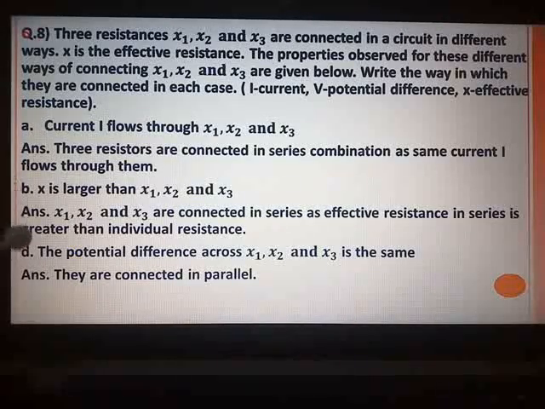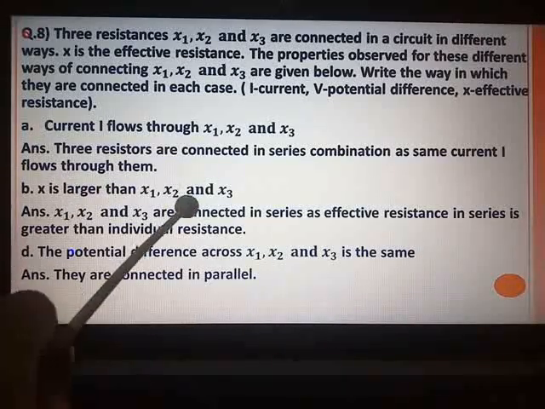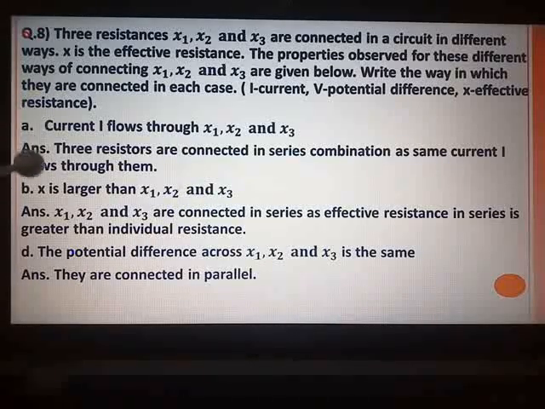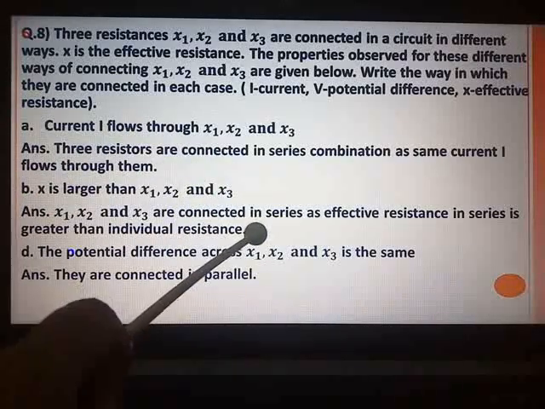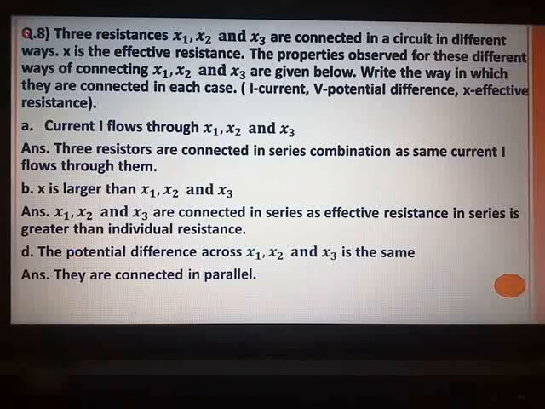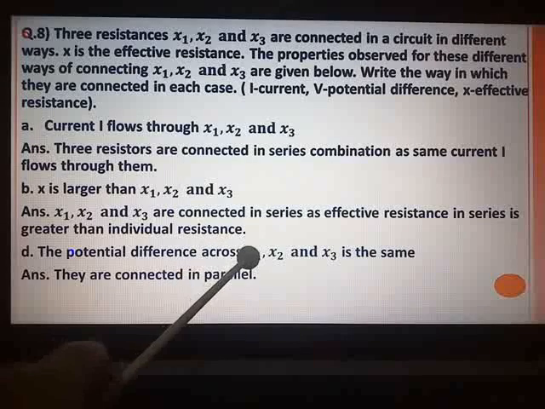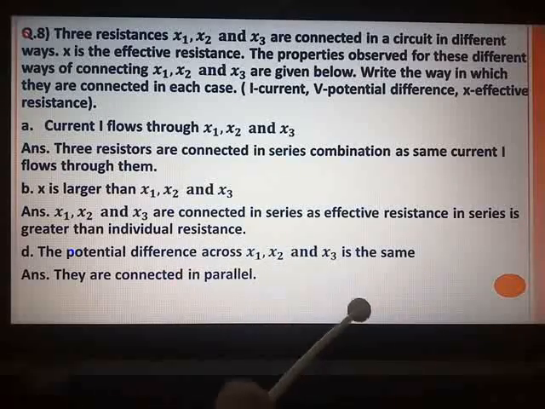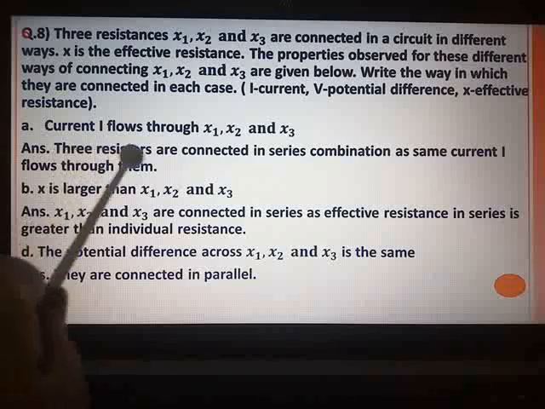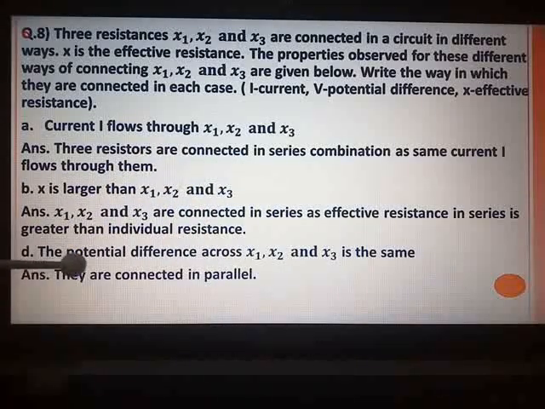C, I have not answered. Why? After B I have gone to D. C is, X is smaller than X1, X2 and X3. So when effective resistance is larger, it is series combination. When it is smaller, it will be connected in parallel. So the answer for C is parallel combination. Fourth one, D. The potential difference across X1, X2 and X3 is the same. Here current was same, so they are connected in series combination. Here potential difference is same, so they are connected in parallel combination.